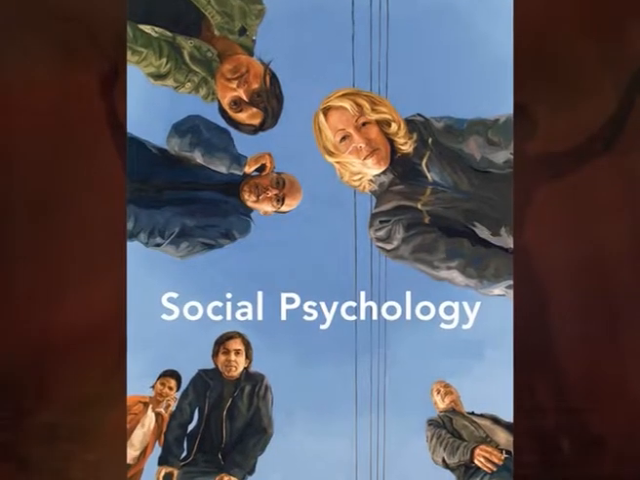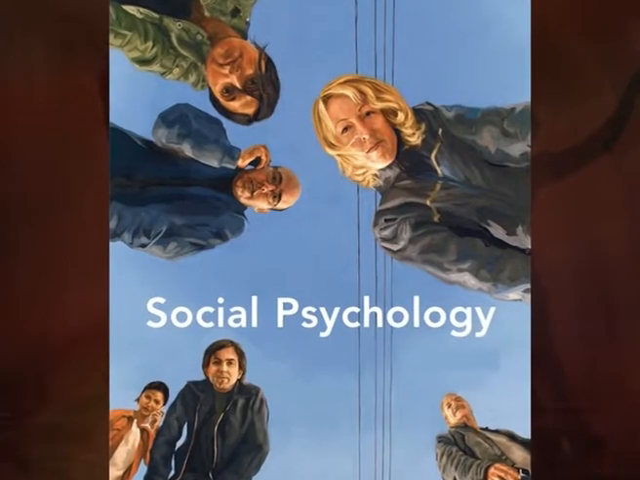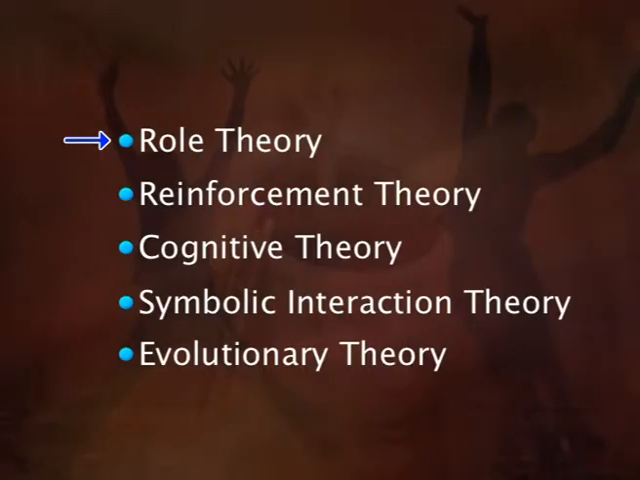Social psychology can be organized into a number of distinct theoretical perspectives. The five central perspectives of social psychology are role theory, reinforcement theory, cognitive theory, symbolic interaction theory, and evolutionary theory.